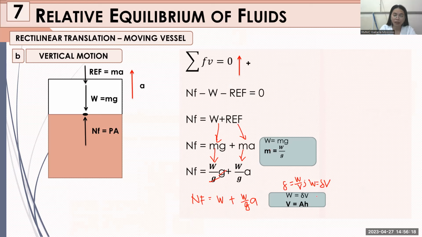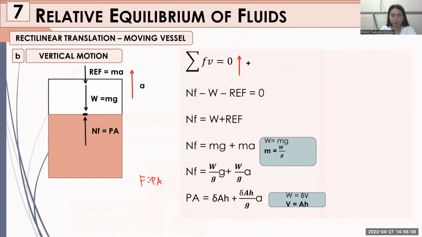Okay, are you with me? And you know that volume is area times the height. Okay, so transpose natin yan. Palitan natin yung W ng gamma AH. Itong AH, that is your volume. So, ibig sabihin, you have gamma AH plus gamma AH over G times acceleration. Ma'am, anong nangyari sa NF, or your normal force, di ba? The formula of your force is pressure times area. Binago ko lang. Okay? Factor out natin yung pareho.